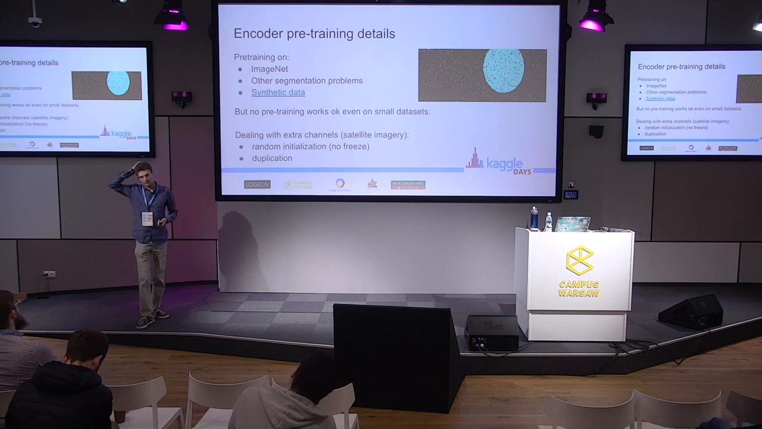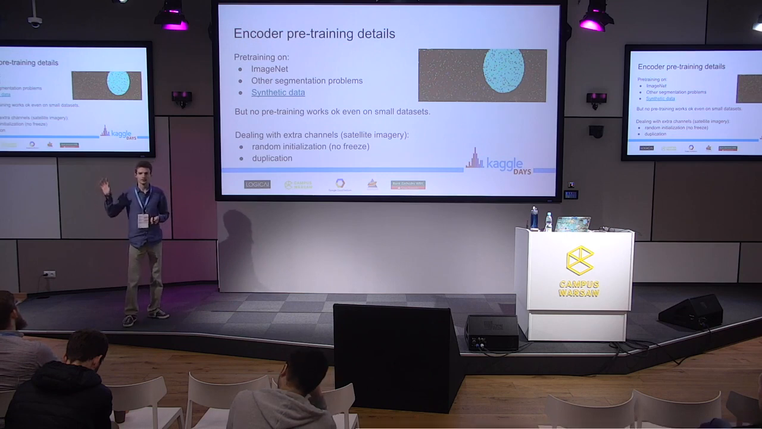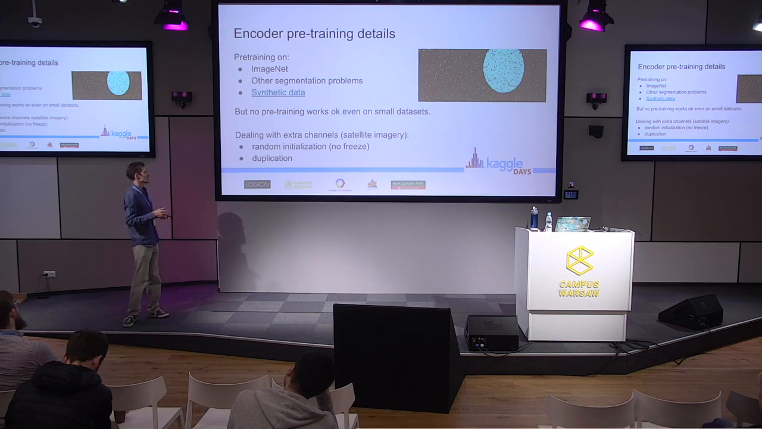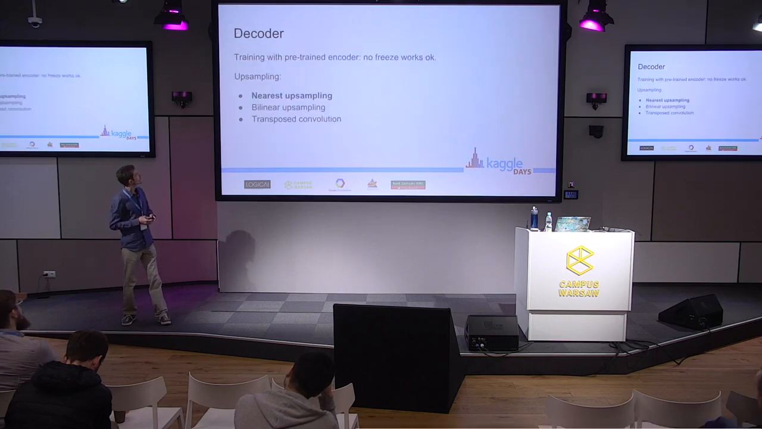And also, if you have more channels, so not 3 channels, but for example 10 channels coming from satellite imagery, then it's not trivial to use a network pre-trained on ImageNet, but still there are ways around it. You can either randomly initialize the first convolution but copy the RGB weights, or you can also duplicate this channel. This is slightly tricky, but you can still use pre-trained networks even if you have more channels. Okay, I think we'll skip the decoder.